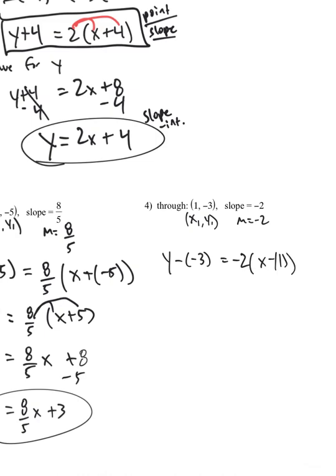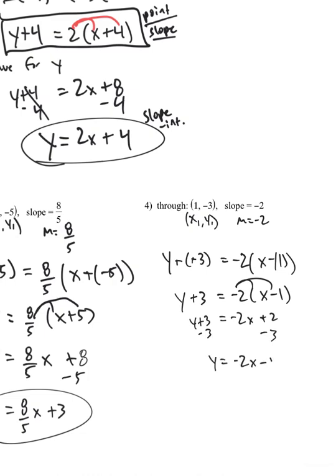All right, guys, simplify those first sets of parentheses. So y plus 3 equals negative 2x minus 1. That's our point slope. Now we distribute. Negative 2 times negative 1 is going to be a positive 2. Subtract our 3. We get y equals negative 2x minus 1. Okay?